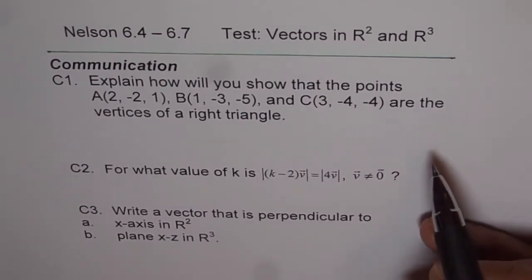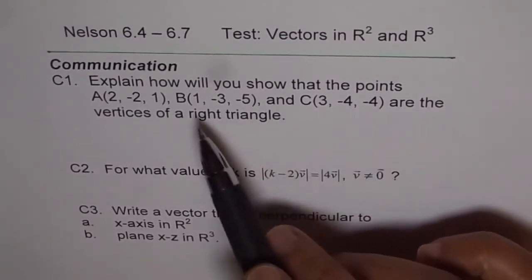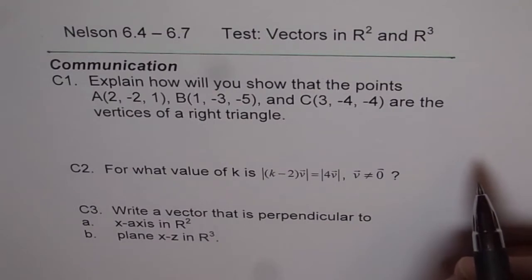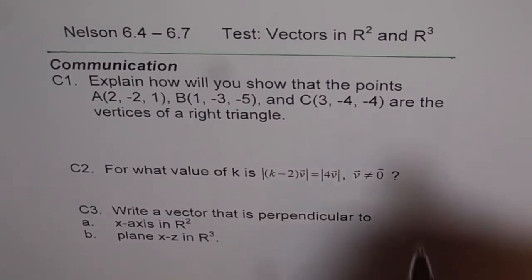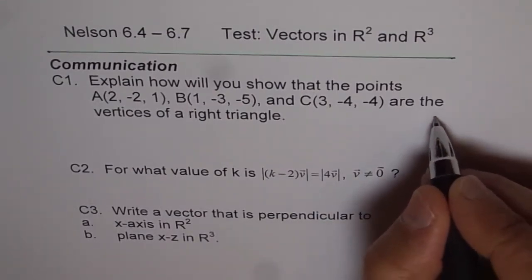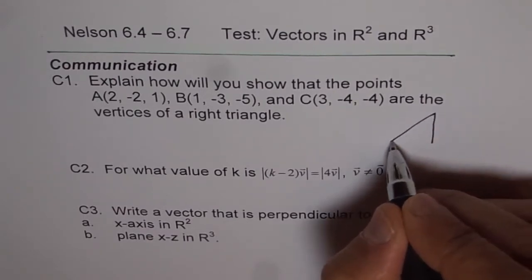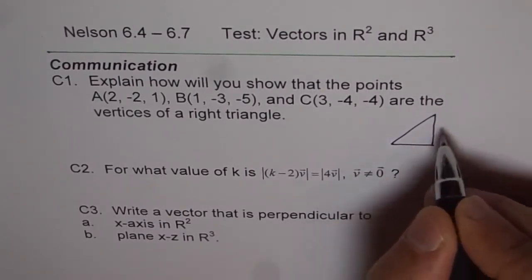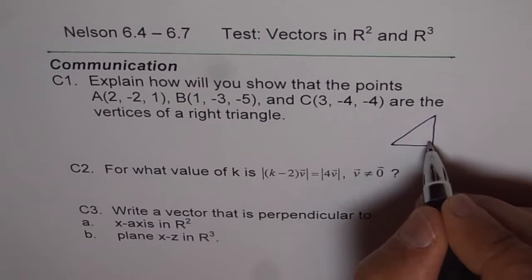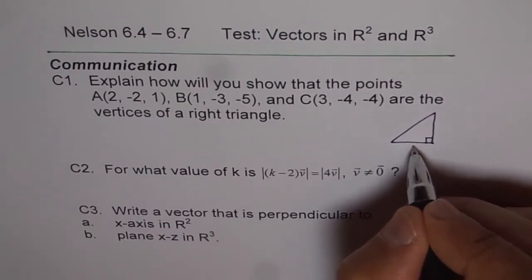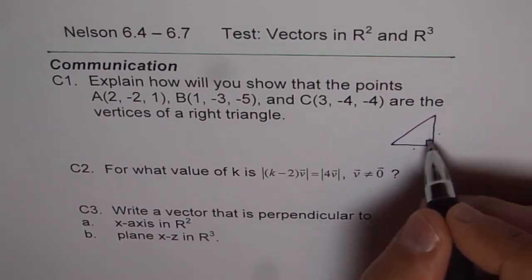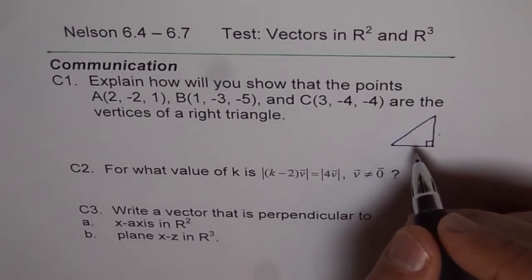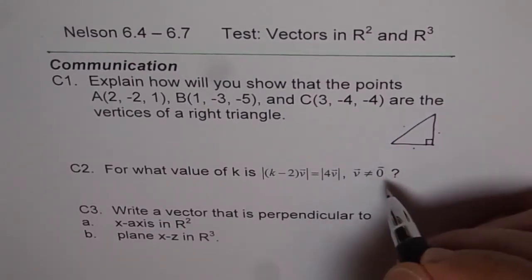C1, there are a couple of ways to show that these 3 points can form a right triangle. One way is the Pythagorean theorem, right? If we have a right triangle, let's say this is a right triangle, then we know the sum of the squares of these two sides should be equal to the square of this side, correct?